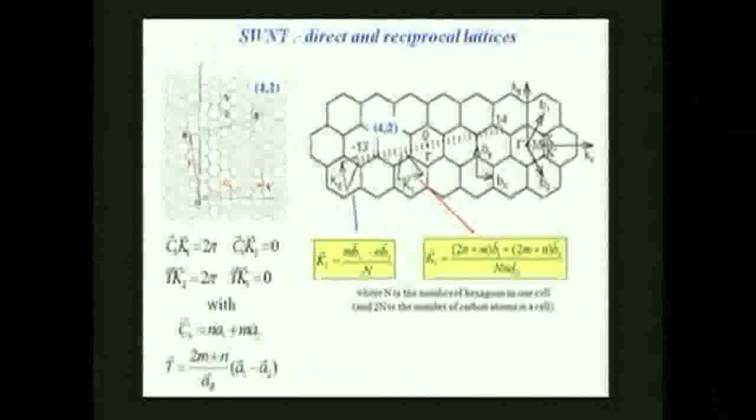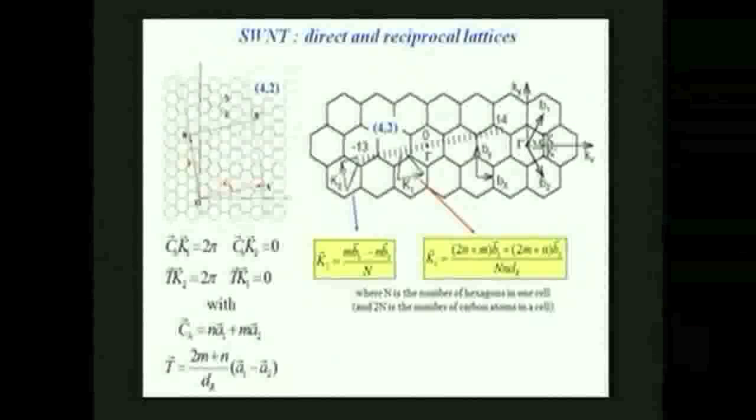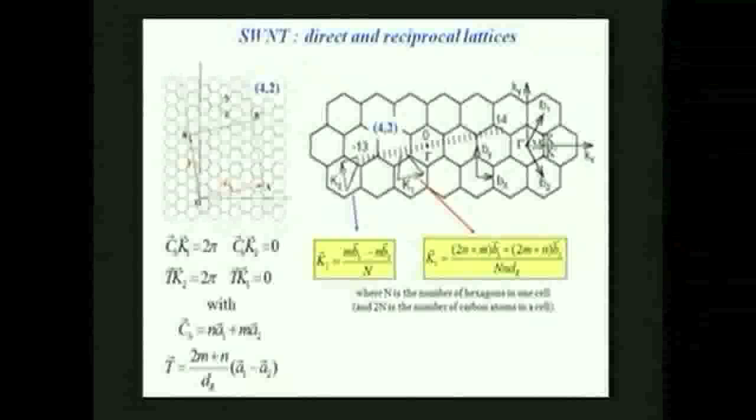So they will express as a function of the two integers, n and m, as a function of dr, which is this greatest common divisor, as a function of big N, which we calculate together, which is the number of hexagons in a unit cell, and as a function of B1 and B2, which are the unit vectors in the reciprocal lattice of graphene. Okay?